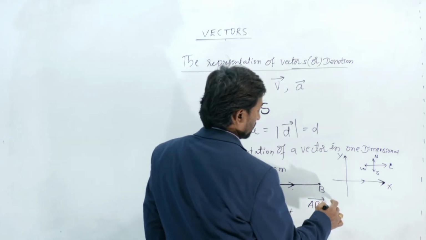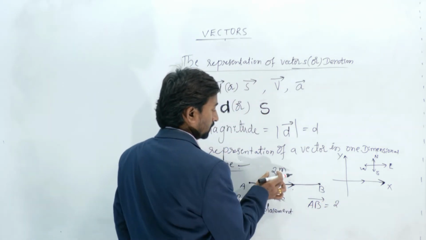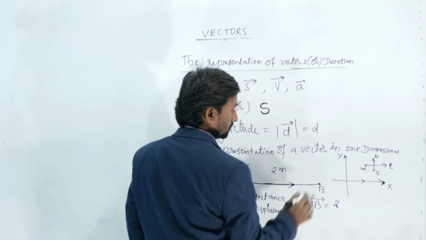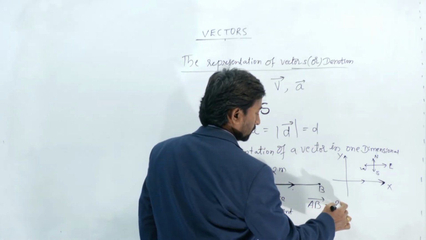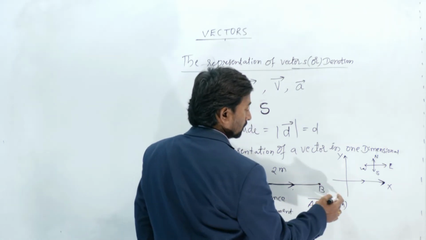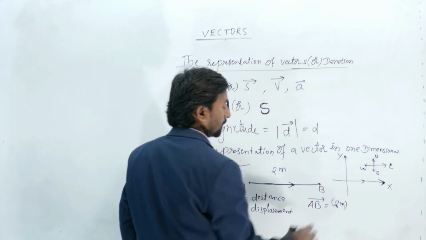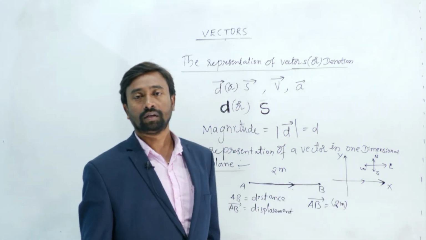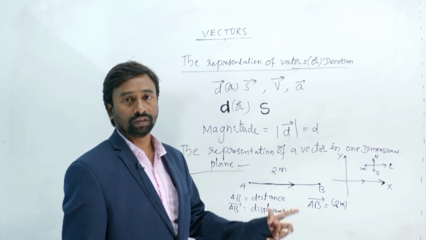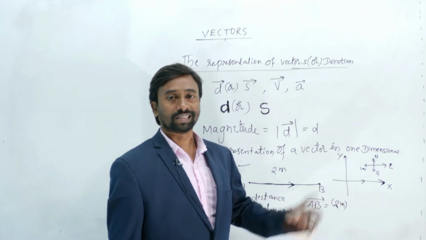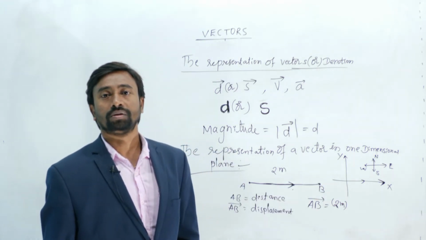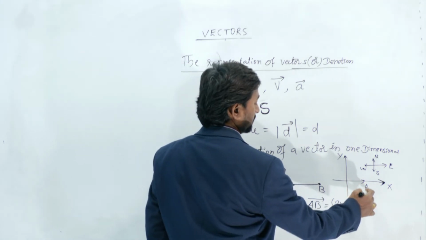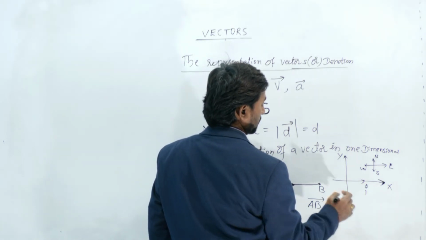So magnitude will be the numerical value, we will write here 2 meters. Okay, numerical value 2 meters, and we can write here 2 meters also, no problem. And this magnitude will be multiplied by the unit vector along the one dimensional plane in which it is moving. So it is moving here along the x axis. Along the x axis, unit vector is the I cap.